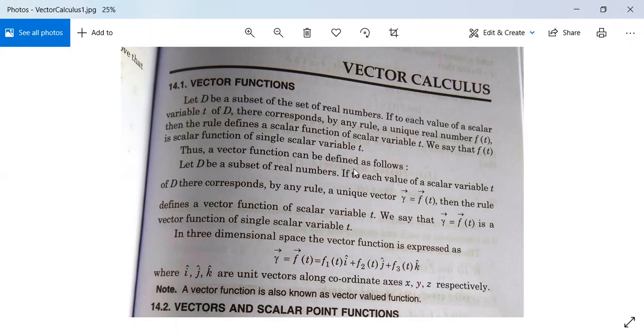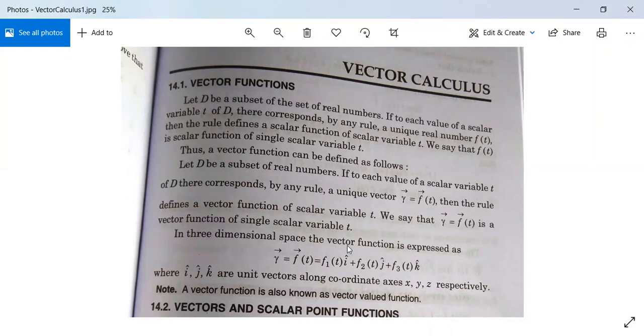Thus, vector function can be defined as follows. Suppose D be a subset of real numbers. If to each value of a scalar variable t, there corresponds a unique vector gamma is equal to vector f(t), then the rule defines a vector function of a scalar variable t. Now see, t is a scalar, but this f(t) is a vector function. We say that vector gamma is equal to vector f(t) is a vector function of single scalar variable t.